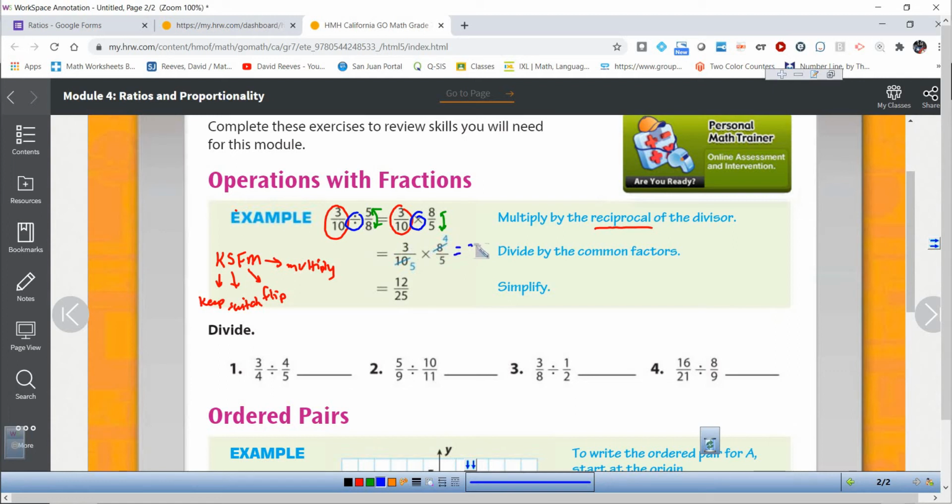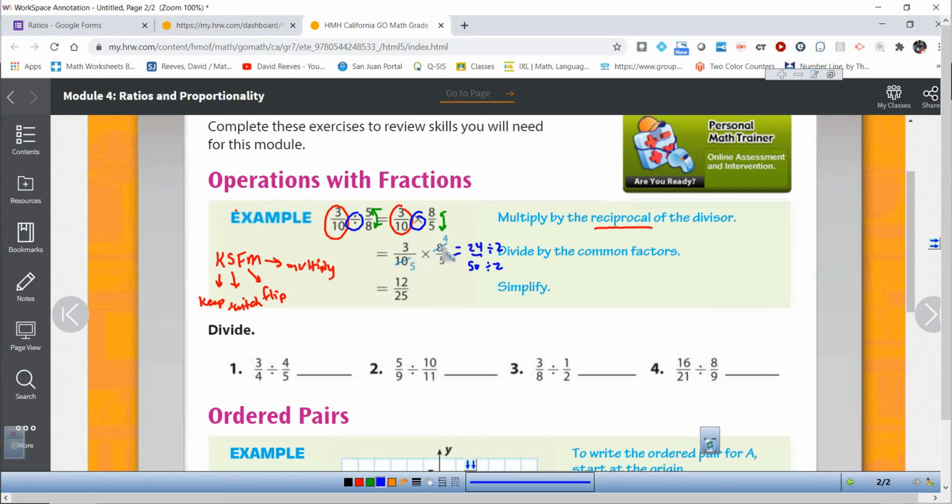I could go 3 times 8 is 24, and then 10 times 5 is 50, and then try to simplify that way by dividing by, let's see, what goes into both 24 and 50. Well, that would be 2, right? Divide both by 2, and then I would arrive at 12 over 25. But we usually prefer to simplify first.